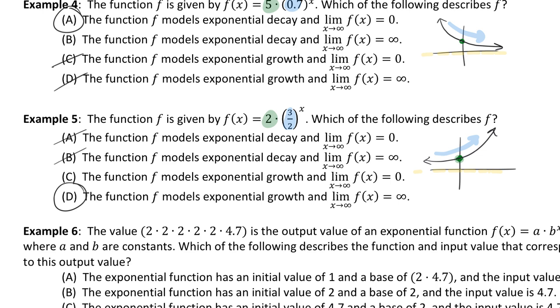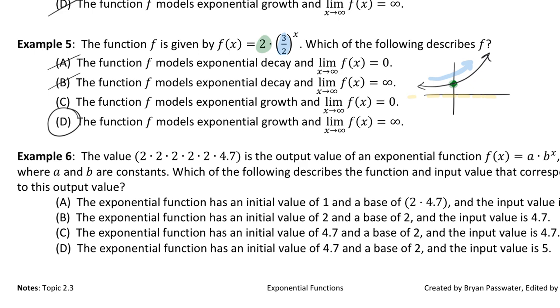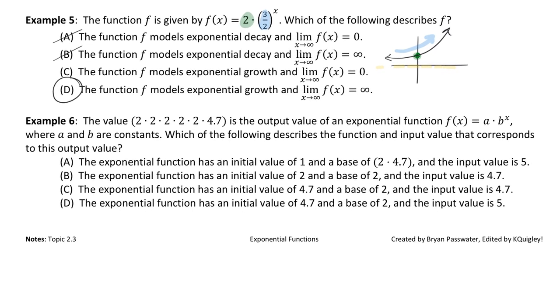Let's talk about example 6 now. You're right. Let's talk about example 6. It says the value 2 times 2 times 2 times 2 times 2 times 4.7 is the output value of an exponential function a times b to the x. Which of the following describes the function and input value that corresponds to this output value?